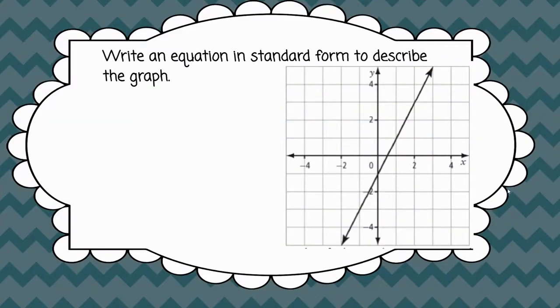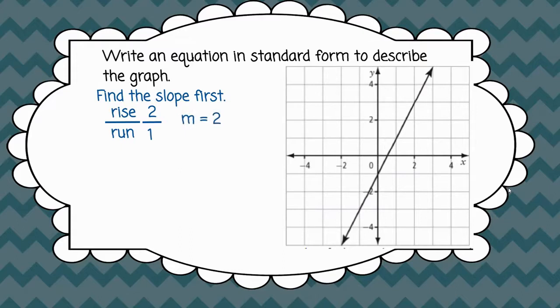In this video, we'll write an equation in standard form to describe this graph. Let's begin by finding the slope first. Remember that we need to calculate the rise over the run to find the slope. So we'll take one point on the graph and see that we rise 2 and run 1 to get the slope. So we know that m is 2.